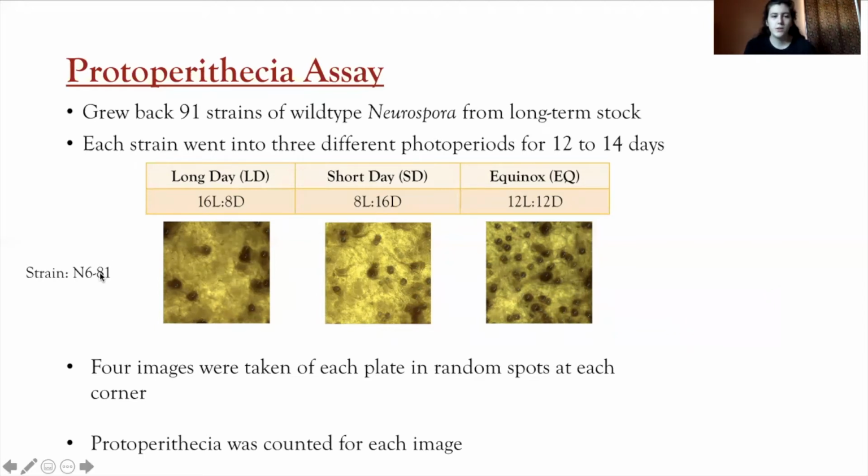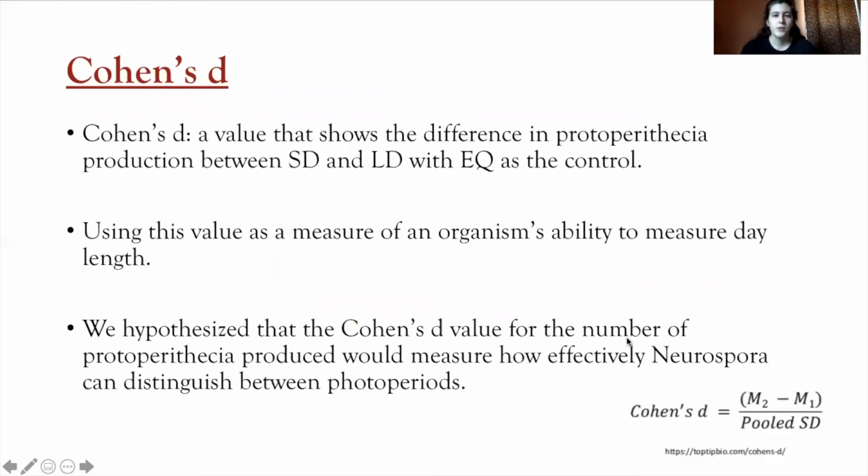This shows the strain N681 in different photoperiods, and it shows that different amounts of protoparesthesia are produced between different photoperiods. Cohen's d is a value that shows the difference in protoparesthesia production between short day and long day using equinox as the control. We are using this value as a measure of an organism's ability to measure day length because we hypothesized that the Cohen's d value for the number of protoparesthesia produced would measure how effectively Neurospora can distinguish between photoperiods. And then here I have the equation I used to calculate Cohen's d.